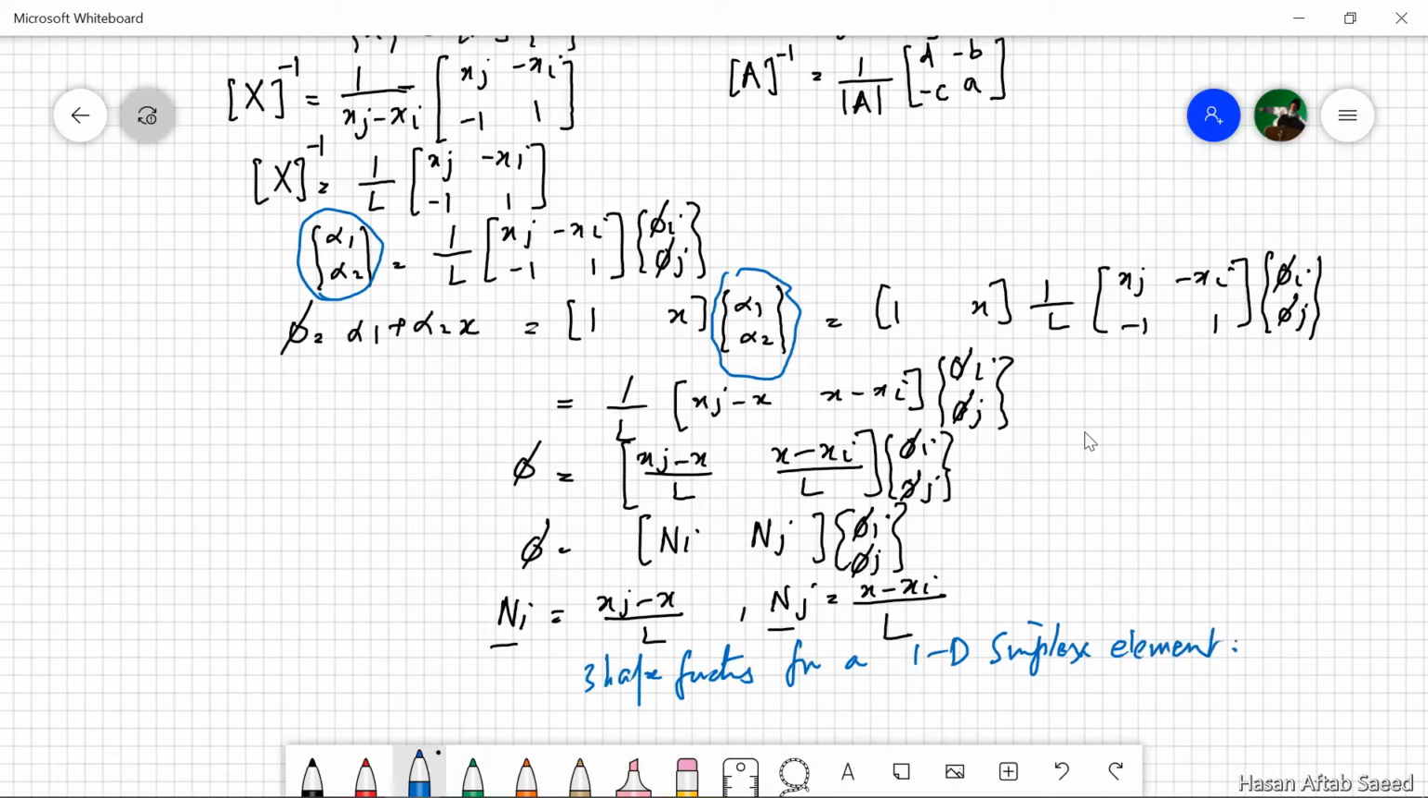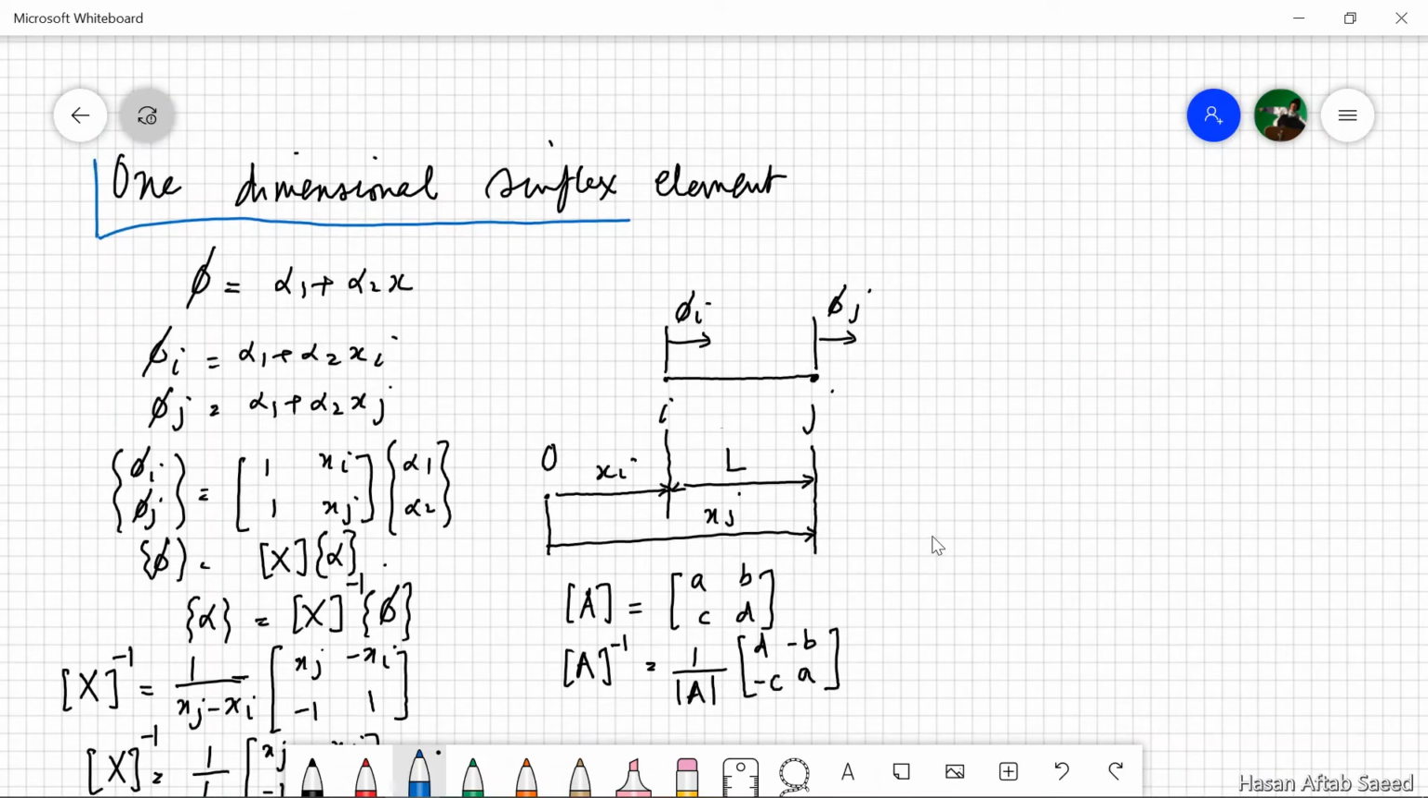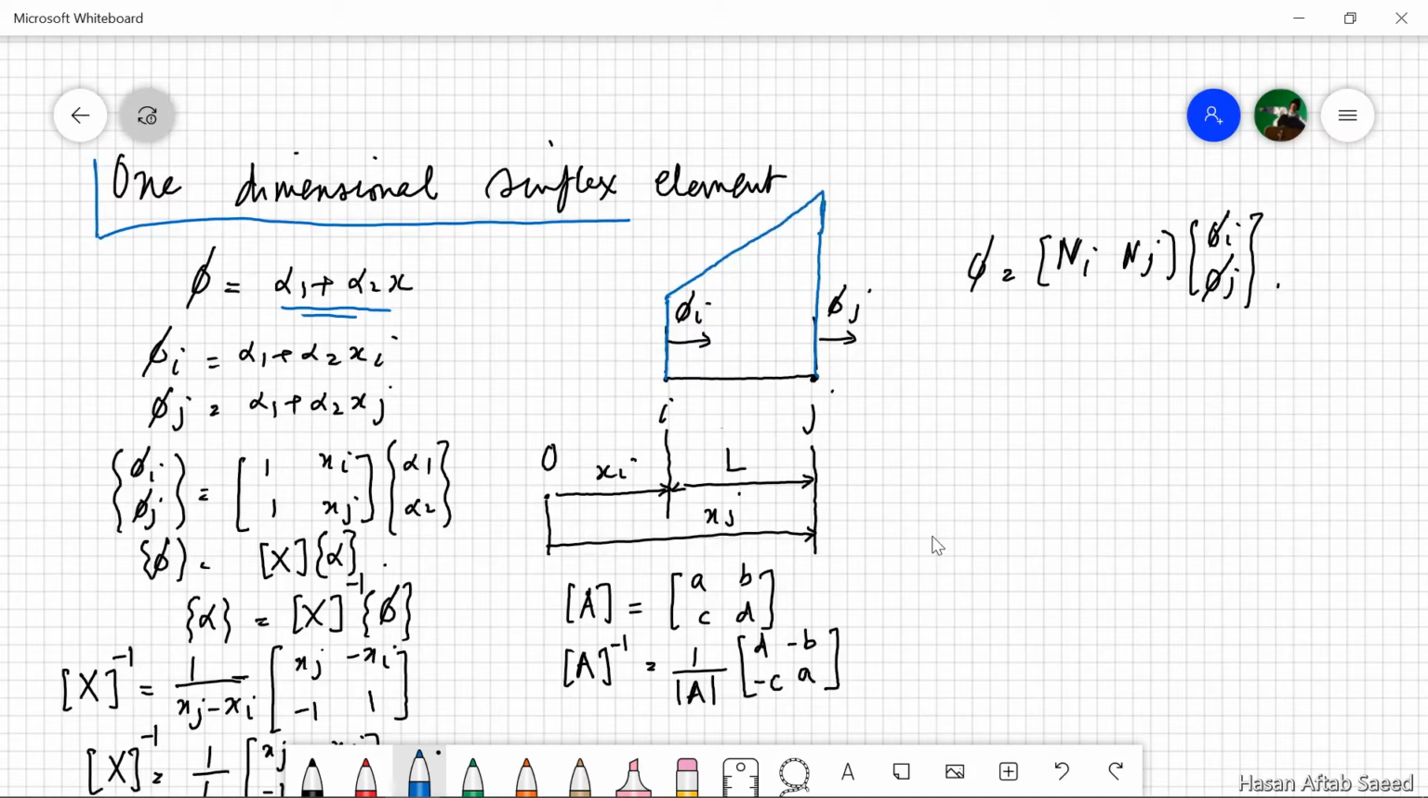Now let us come back to our figure here, and this linear function or its final form that we have achieved merely means that there is a value of phi here and there is another value of phi here, which have a linear relationship. As you move along x, the value changes linearly. Now let us observe some properties of n.